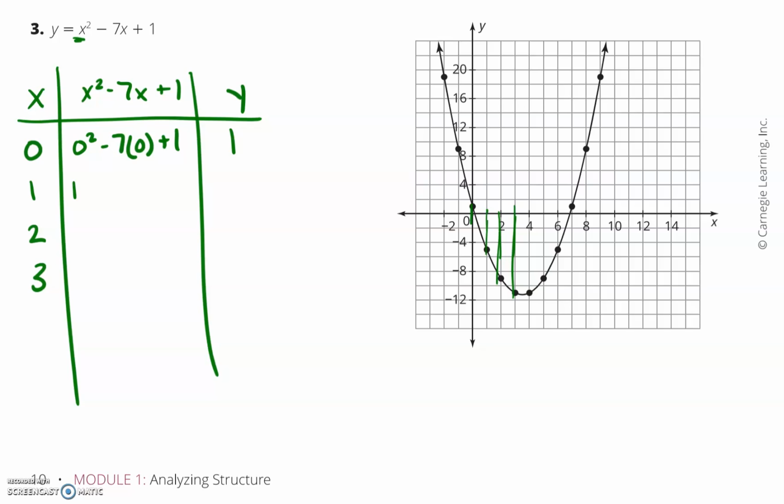Substitute my 1 in. 1 squared minus 7 times 1 plus 1. 1 squared is 1. 7 times 1 is 7. 1 minus 7 would be negative 6, plus 1, which would be negative 5. Substitute my 2 in. 2 squared minus 7 times 2 plus 1. 2 squared would be 4. 7 times 2 is 14. 4 minus 14 would be negative 10, plus 1 would be negative 9.